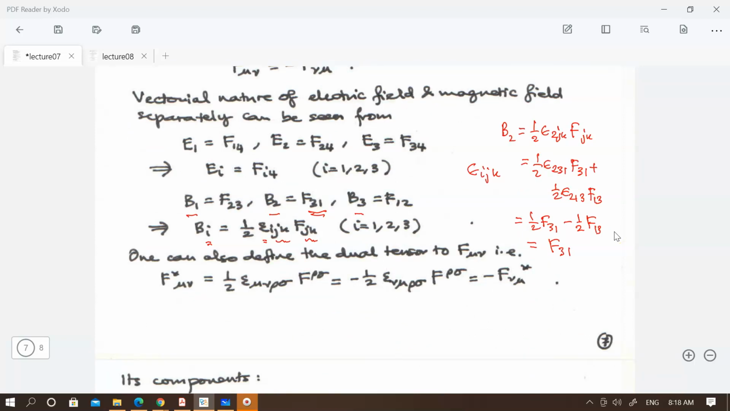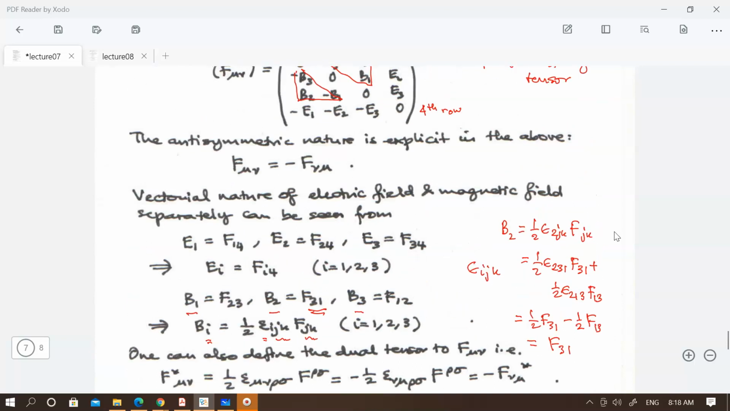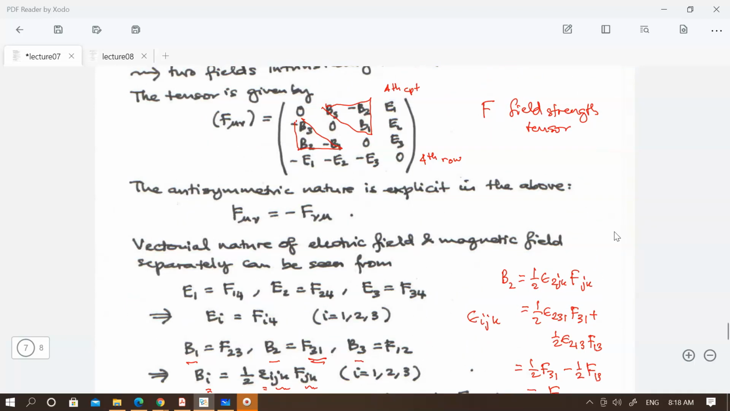Now, as I said earlier, the fact that your vectors of electric field and magnetic field are actually embodied in this new object called the field strength tensor. So they are actually part of a single object. That tells us the relationship between electric field and magnetic field is quite close.